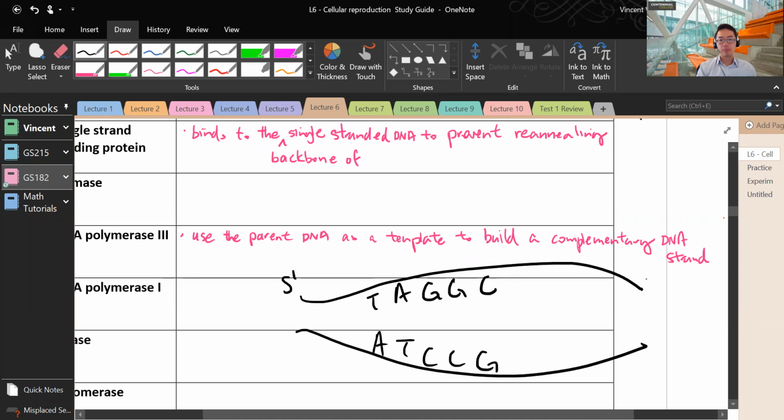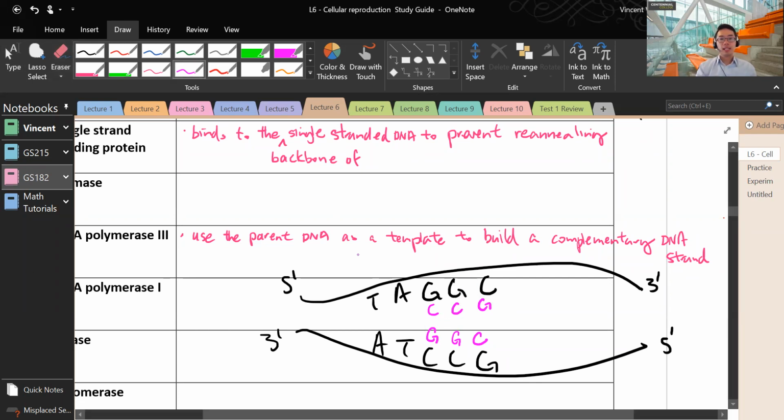So 5 prime, 3 prime, 3 prime, 5 prime. What happens is the DNA polymerase 3 is going to look at each nucleotide. There's a C here, so the new strand should be a G. Same thing over here. If it sees a C, it will put a G. So it's going to use the parent strand, the black one here, to build a complementary DNA strand. The pink one here is going to be the new strand, and it's going to follow the base pairing rule.